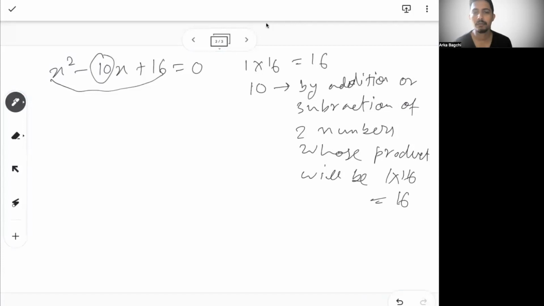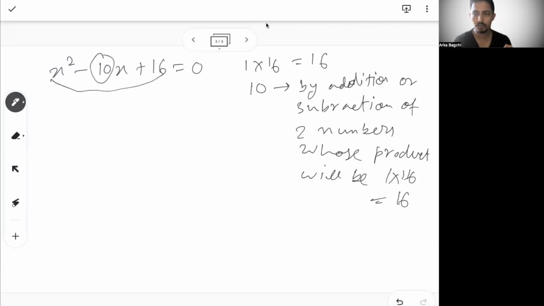So basically you have to break 10 into two numbers whose product will be 1 into 16, or 16. So that's the normal middle term breaking. If you have done it in your school days, it's the same way. If you have not done it, I'm just refreshing your mind. It is basically the most common way of solving any quadratic equation.